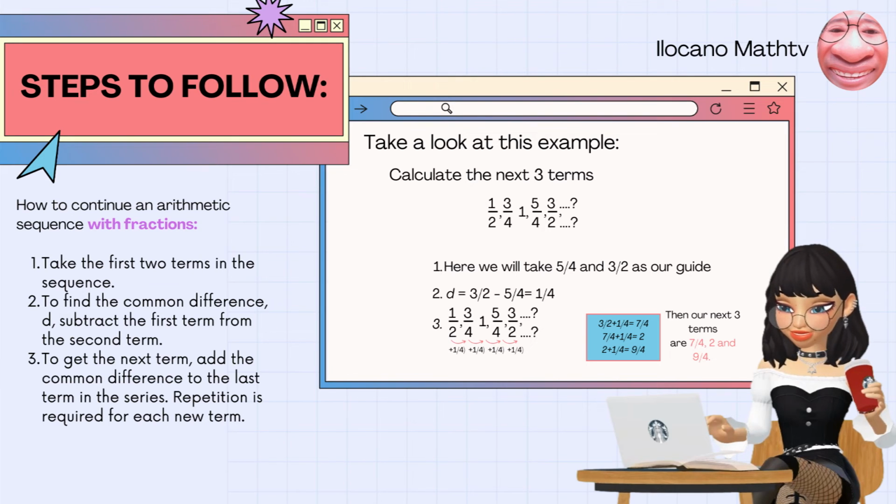So we will use this common difference to find the next 3 terms. 3/2 plus 1/4 is equal to 7/4. 7/4 plus 1/4 is equal to 2. And 2 plus 1/4 is equal to 9/4.